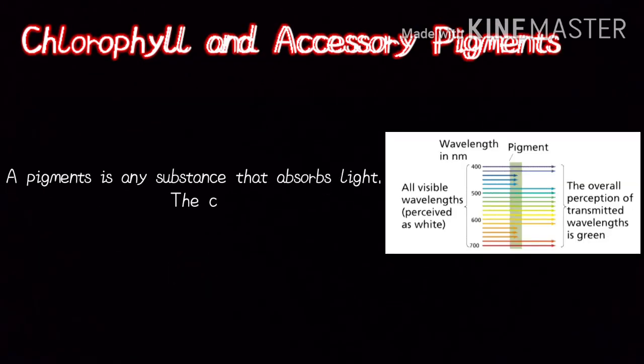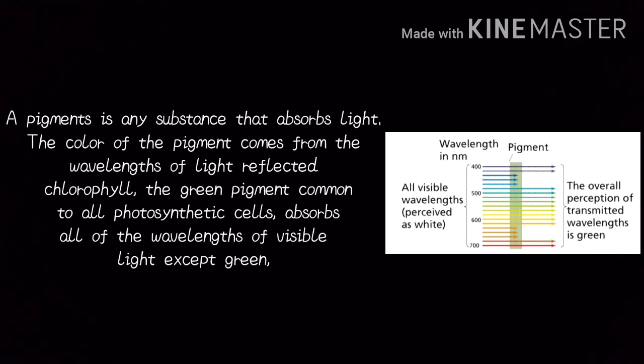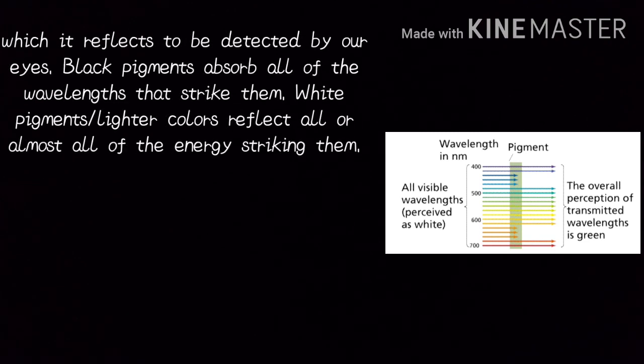Chlorophyll and accessory pigments. A pigment is any substance that absorbs light. The color of the pigment comes from the wavelengths of light reflected. Chlorophyll, the green pigment common to all photosynthetic cells, absorbs all wavelengths of visible light except green, which it reflects to be detected by our eyes.